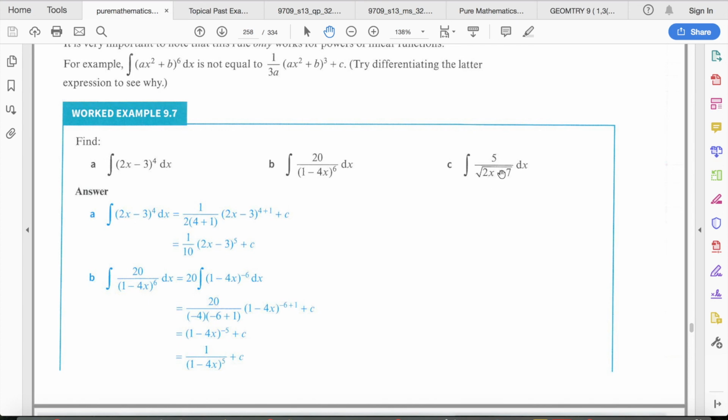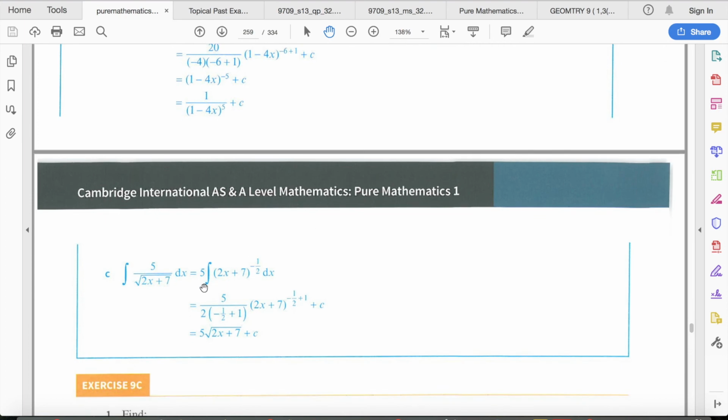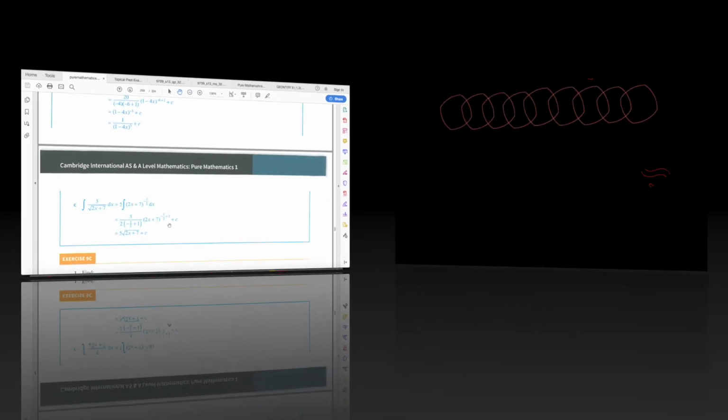Now let's go for the third case. It will be 5 times 2x plus 7 to the power of negative 1 over 2. Do you see? 5 is a constant. You can write it outside. So it will be 5 times the integration of 2x plus 7 to the power of negative 1 over 2. Then your n is negative 1 over 2. And what is your a? A here is 2. So it will be 1 over a. 5 is the constant outside, you put it back. Then n plus 1, negative 1 over 2 plus 1, then 2x plus 7 to the power of n plus 1 plus c.